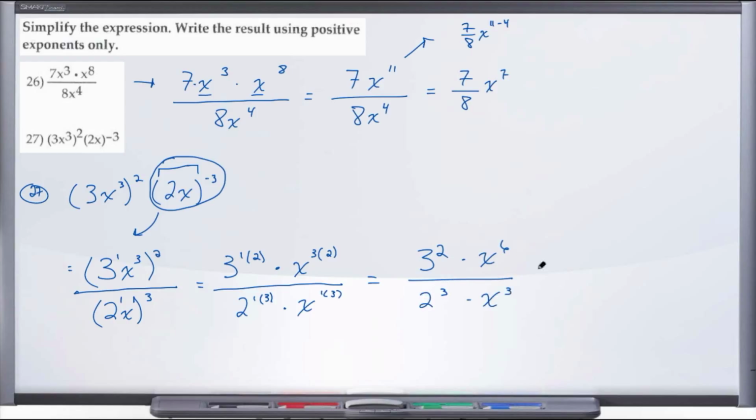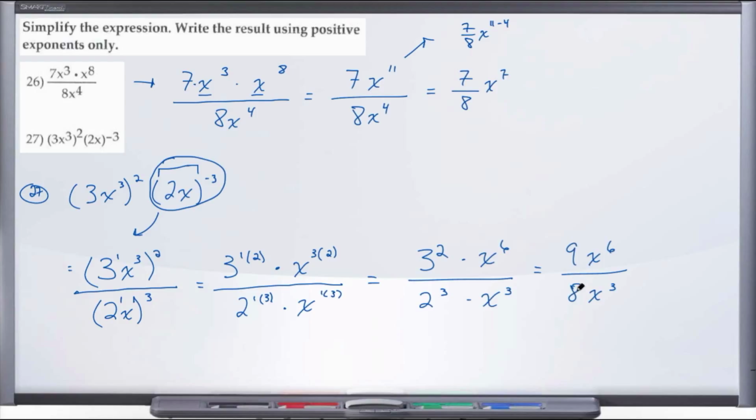Now simplifying, we have 3 squared times x to the 6th over 2 to the 3rd times x to the 3rd. So what is 3 squared? Well, that gives us 9. And we have our x to the 6th over, well, 2 to the 3rd is 8, right? 2 times 2 times 2. So 8x to the 3rd.